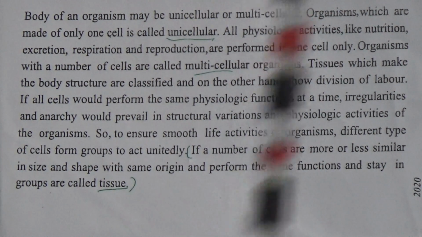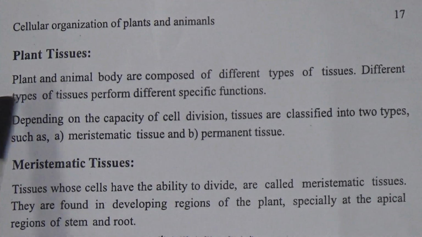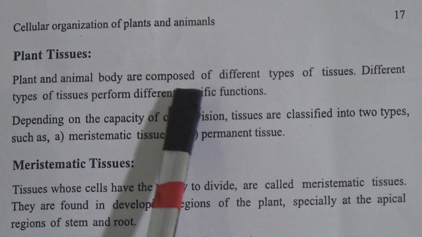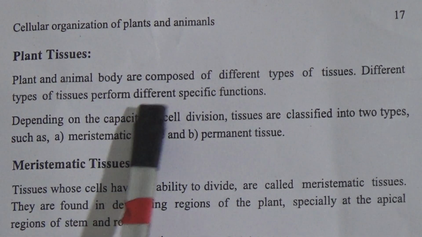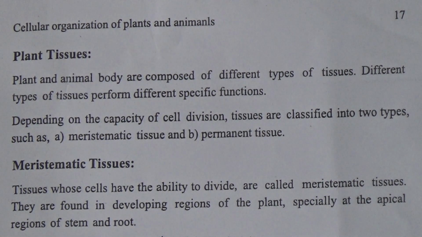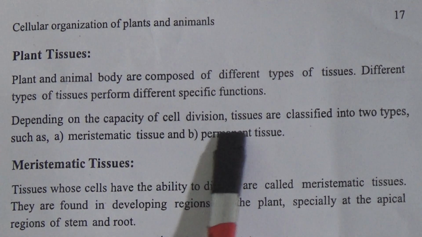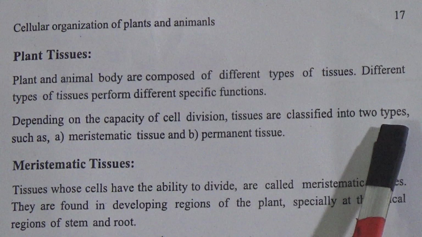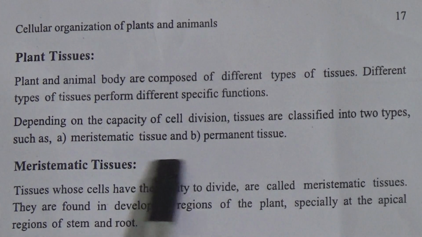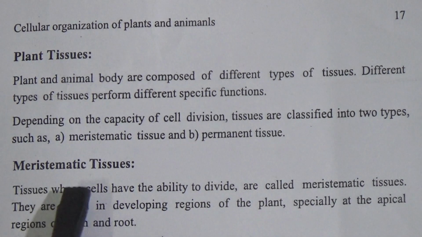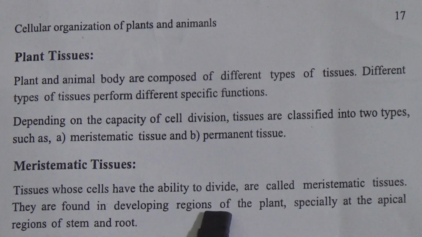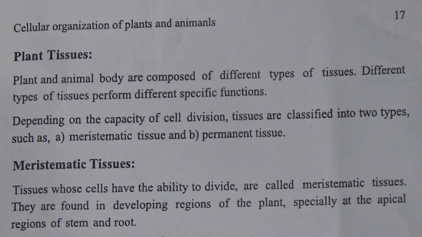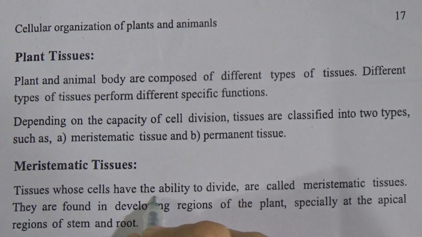Now we will learn about plant tissue. This is page number 17. Here is plant tissue. Plant and animal bodies are composed of different types of tissues. Different types of tissues perform different specific functions. Depending on the capacity of cell division, tissues are classified into two types such as meristematic tissue and permanent tissue. Here is meristematic tissue. Tissue whose cells have the ability to divide are called meristematic tissue. That means the cells which can be divided.